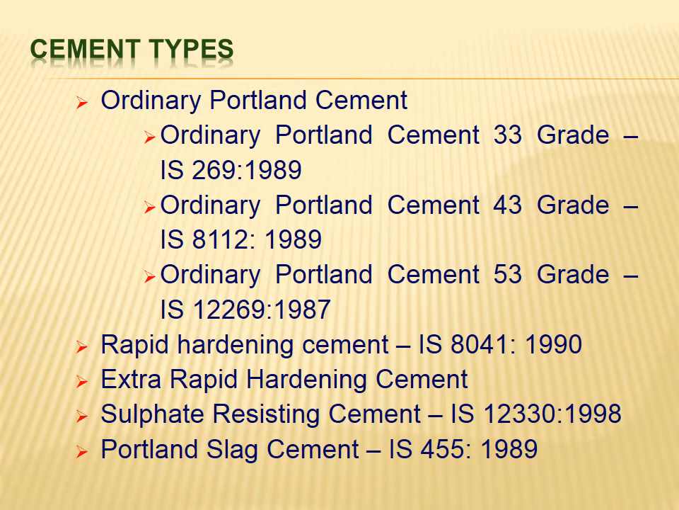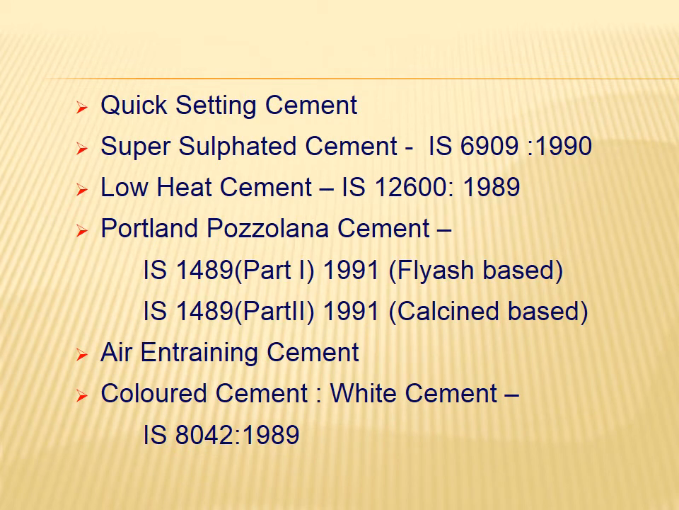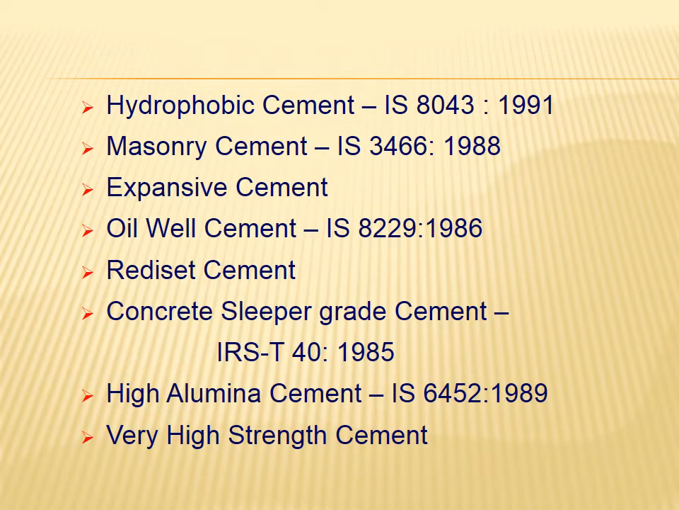Then the various types of cements: ordinary Portland cement, rapid hardening cement, extra rapid hardening cement, sulfate resisting cement, quick setting cement, low heat cement, air entraining cement, colored cement, hydrophobic, masonry, expansive, oil well, ready set, high alumina. These are all the different types of cement we already discussed, and I hope you have submitted your assignment also in the last week.